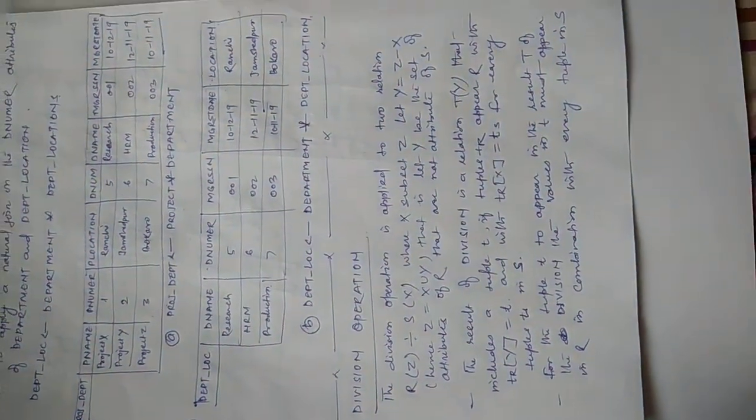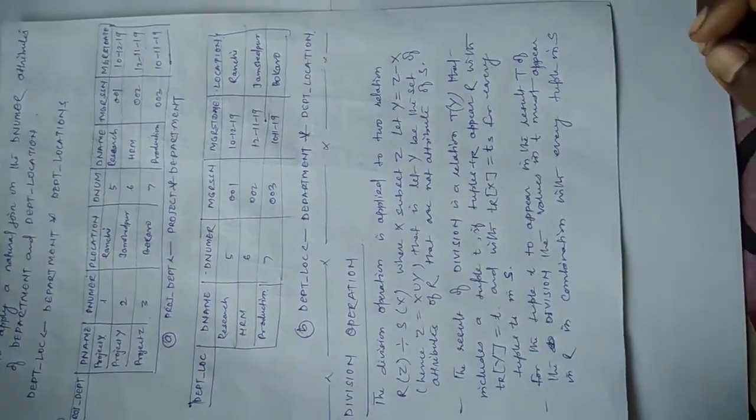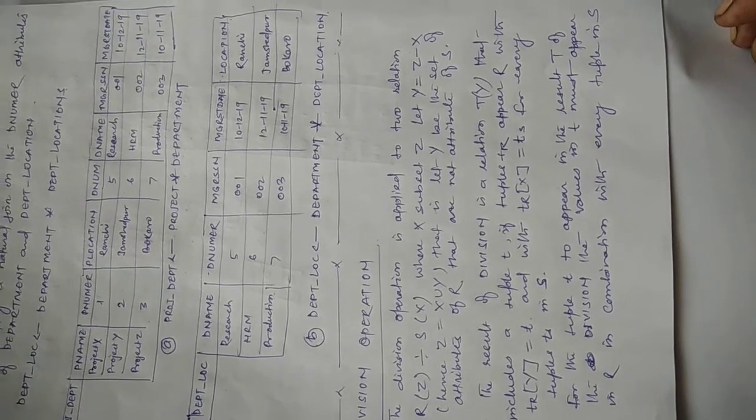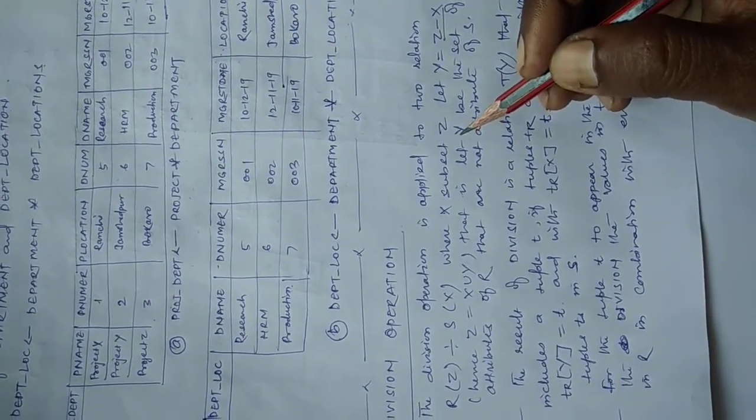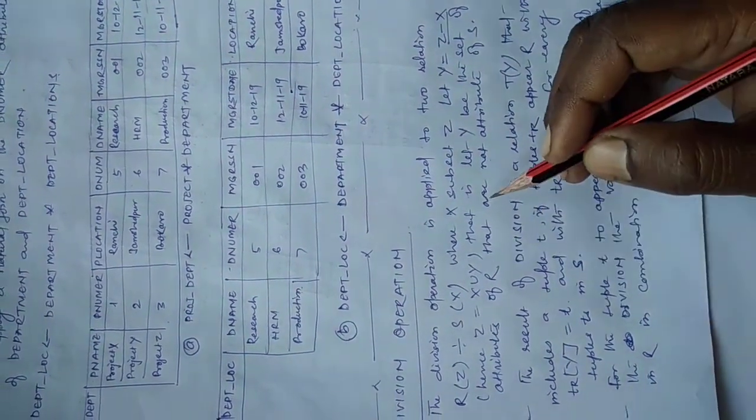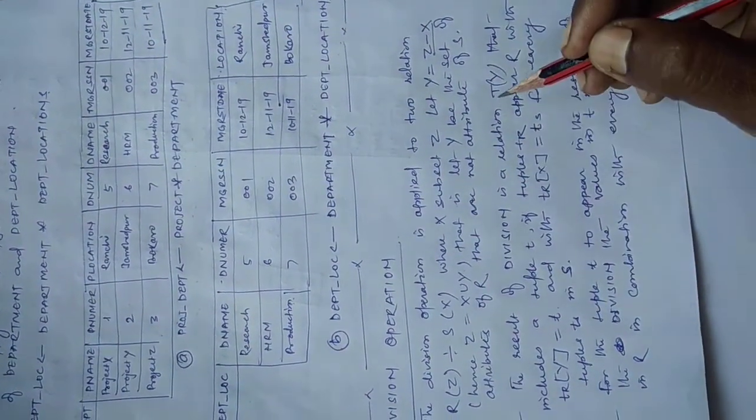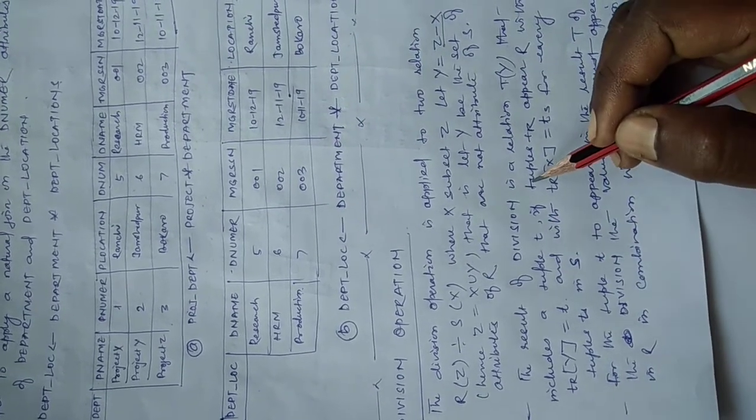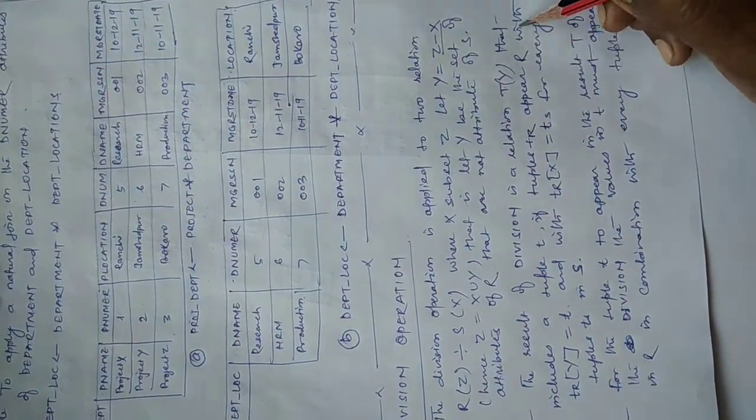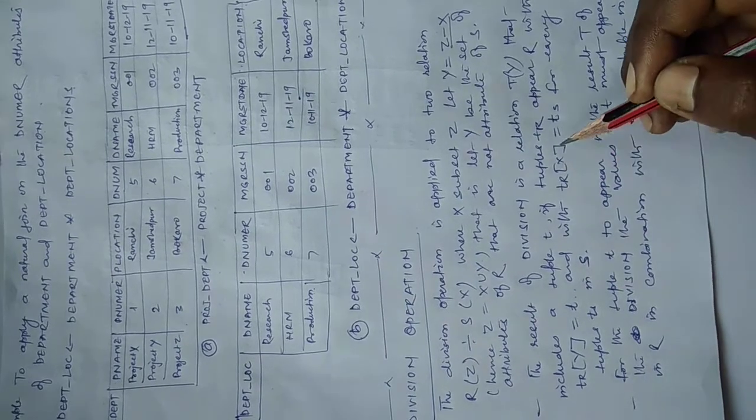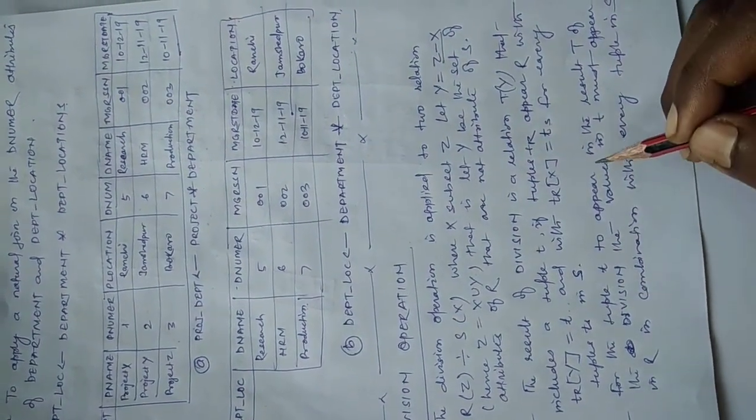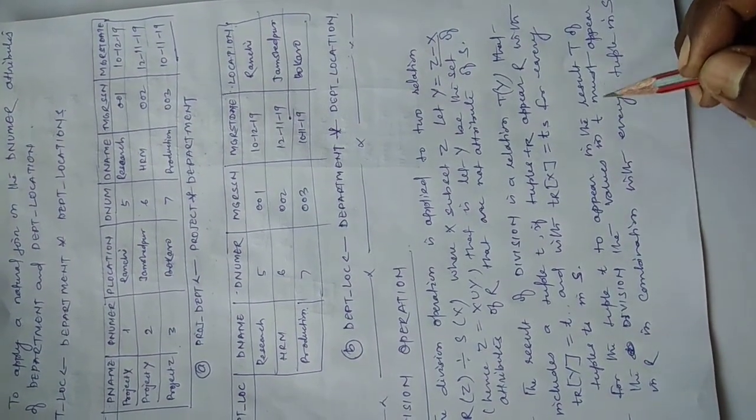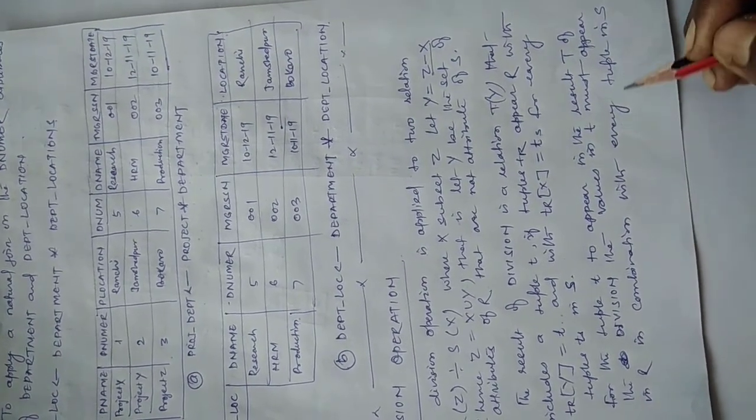After that, the division operation. The division operation is applied to two relations, R(Z) divided by S(X), where X is a subset of Z. Let Y equal Z minus X, hence Z equals X union Y. That is, let Y be the set of attributes of R that are not attributes of S. The result of division is a relation T(Y) that includes tuple t if tuples tR appear in R with tR[Y] equal to t and with tR[X] equal to tS for every tuple tS in S. For the tuple t to appear in the result T of the division, the values in t must appear in R in combination with every tuple in S.